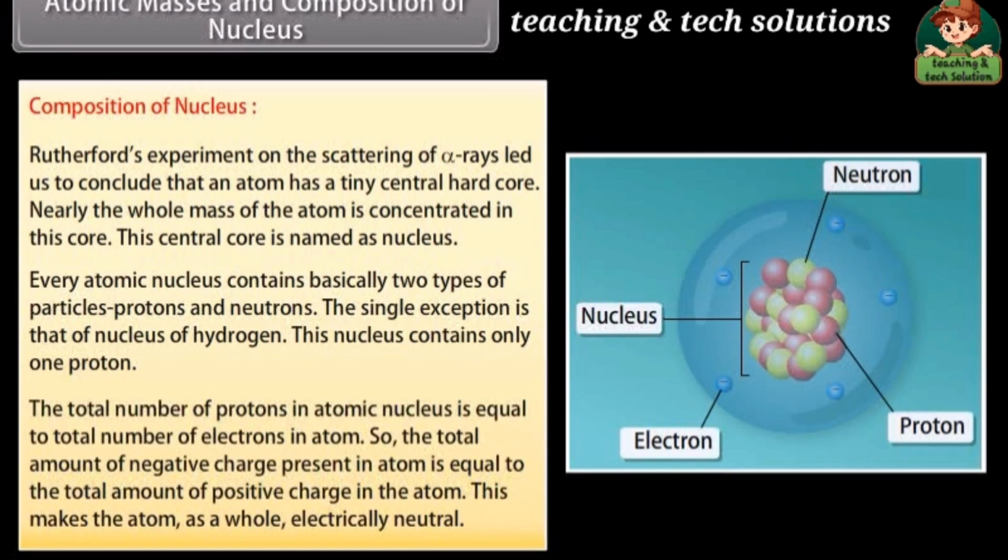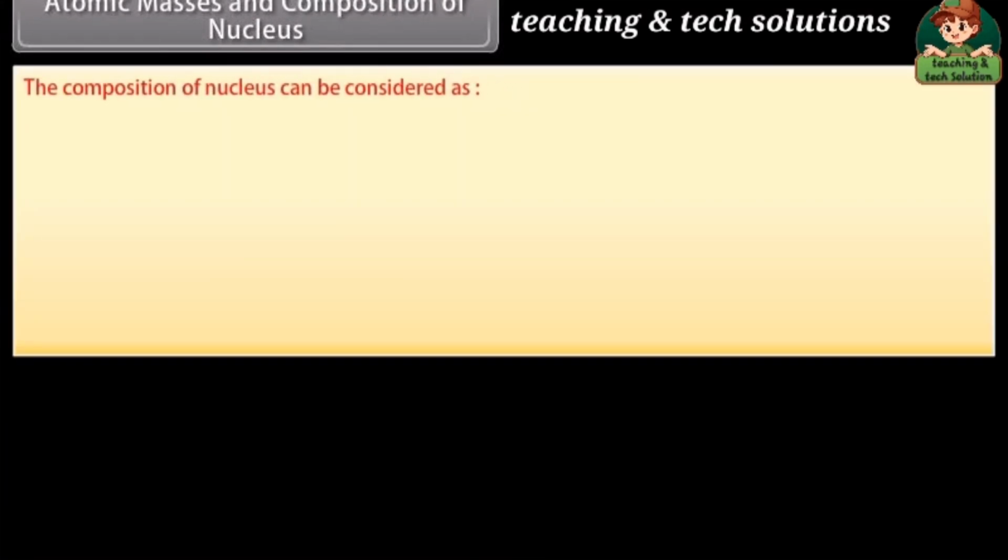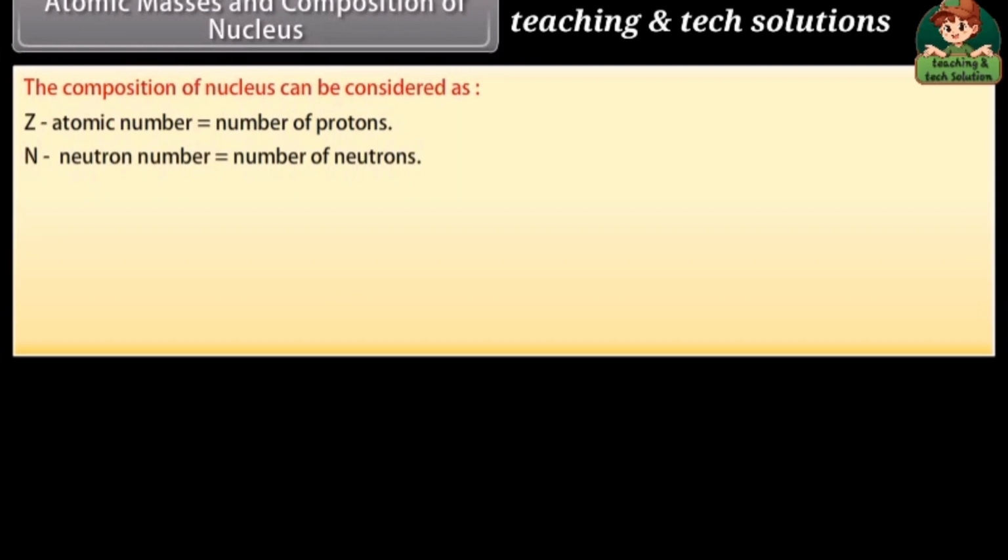The total number of protons in the atomic nucleus is equal to the total number of electrons in the atom. So, the total amount of negative charge present in the atom is equal to the total amount of positive charge in the atom. This makes the atom as a whole electrically neutral. The composition of nucleus can be considered as: let Z be atomic number, which is equal to number of protons. Let N be neutron number, which is equal to number of neutrons. Let A be mass number, which is equal to Z plus N, which is equal to total number of protons and neutrons.